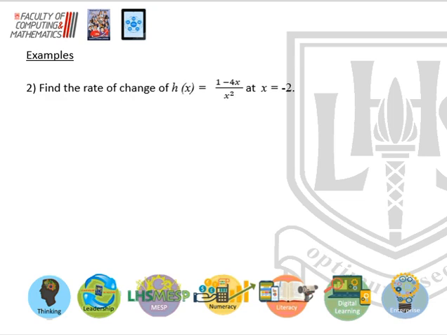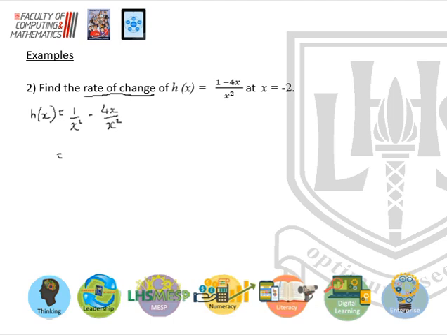Okay, second question here, we're looking to find the rate of change of h of x at x equals -2. So rate of change, that's a signal, that means differentiation. So I'm going to have to differentiate h of x here. It can't be done at the minute because it's written as that big fraction. So I'm going to unravel that fraction by dividing each term by x squared. So first one's 1 over x squared, and then minus 4x over x squared.